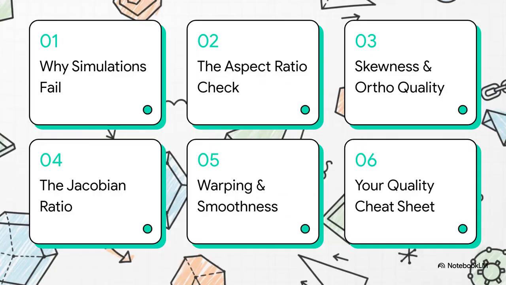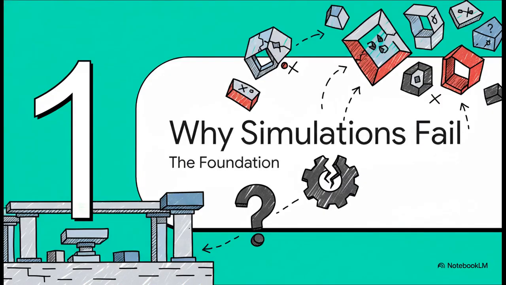So, here's our game plan. First, we're going to dig into why quality is so important in the first place. Then, we'll walk through the 5 most important checks you'll be using every single day, from aspect ratio to the make-or-break Jacobian. And to wrap it all up, we'll finish with a super practical cheat sheet that you can use on your own projects. Okay, first things first.